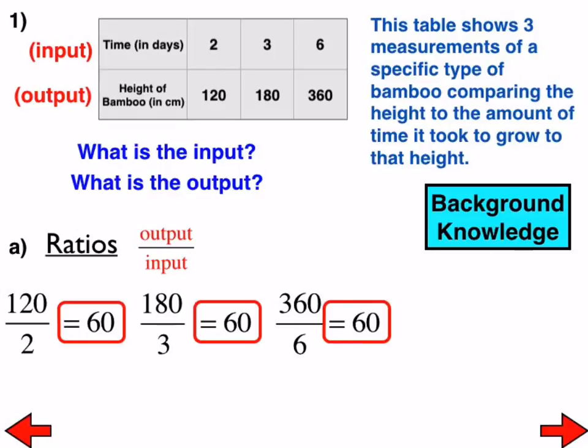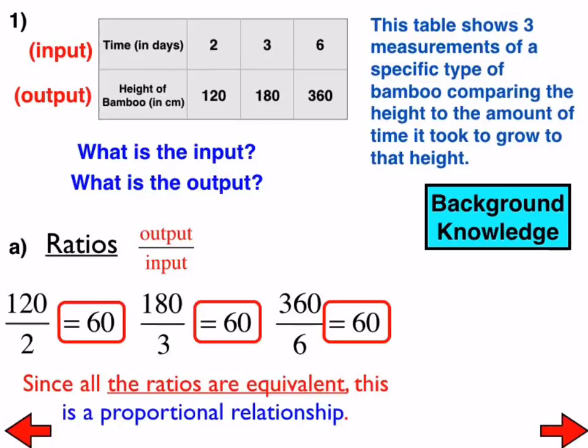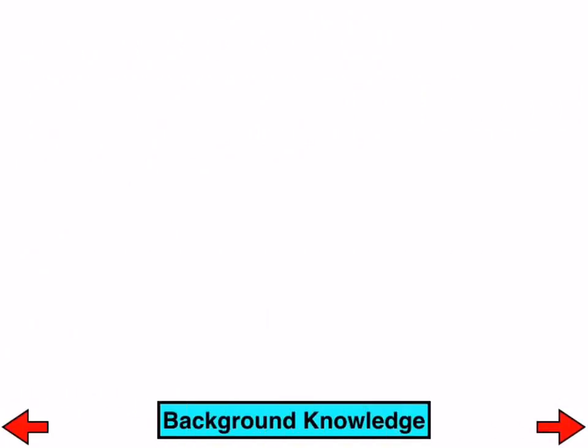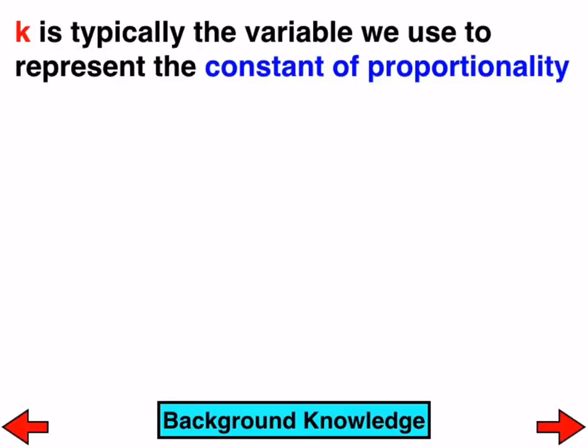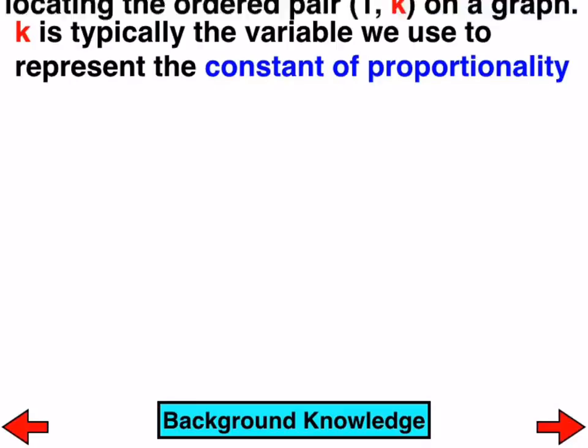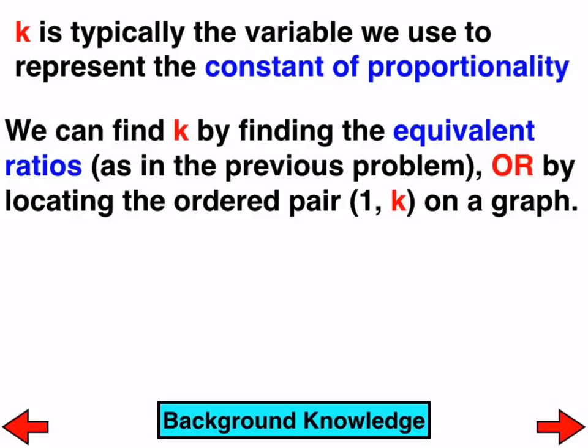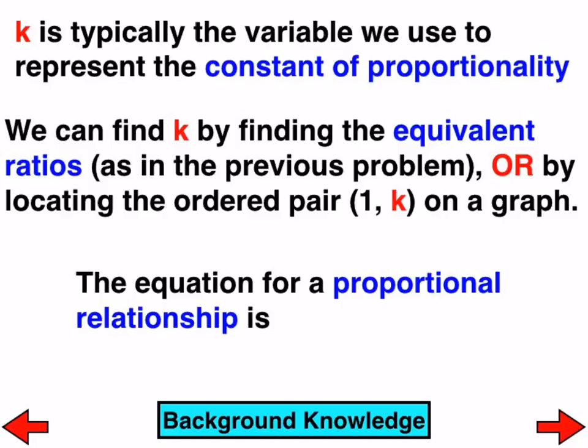So, remember, when you're checking to see if something is proportional with ratios, it doesn't matter whether you go input over output or output over input, but the great thing about output over input is it gives us that constant of proportionality, and in this case it would be k equals 60. And remember, we typically use the letter k to represent the constant of proportionality, and we can also find that constant of proportionality on a graph. If we have a graph, it would be at 1 comma, wherever that happens to be.